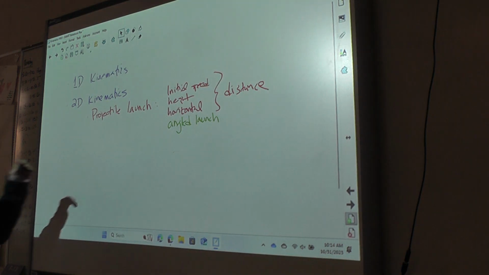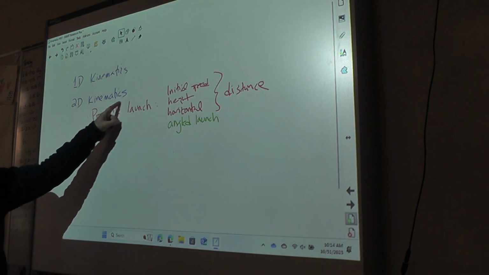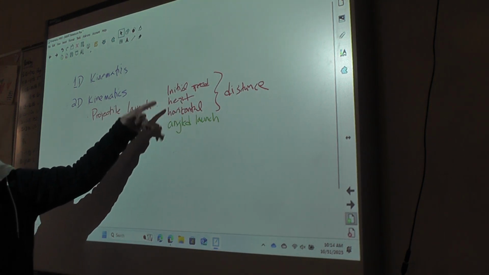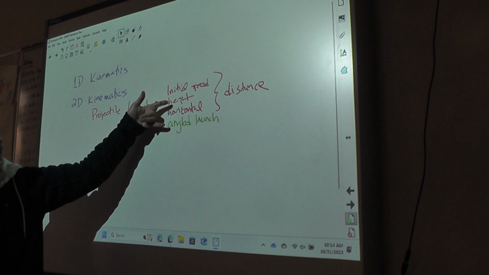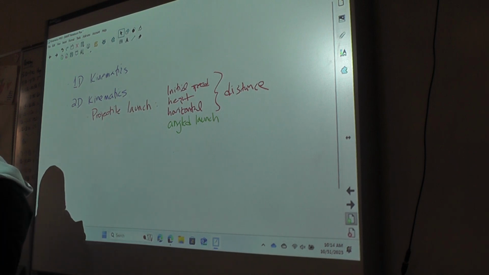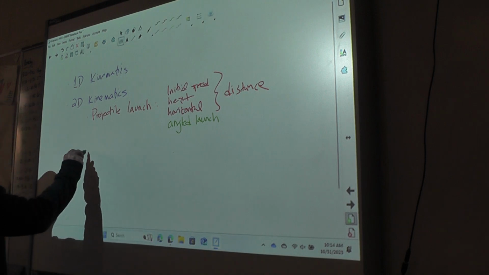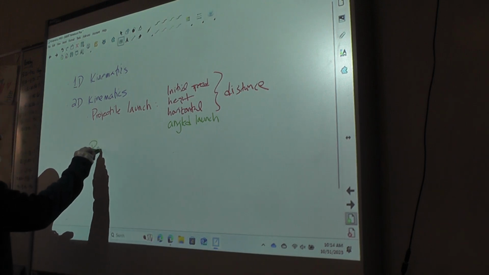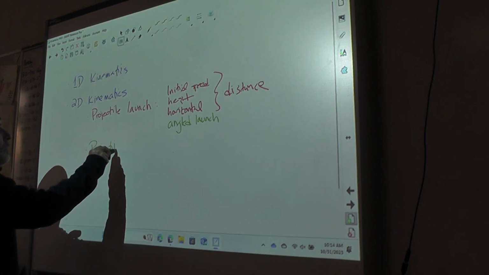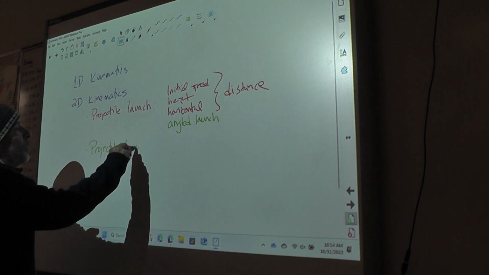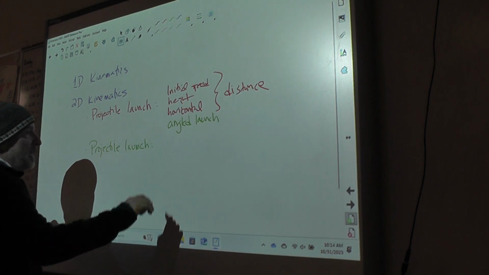Okay, so these are the simplest cases. Horizontal launch is the easiest. Angled launch is a little bit more complicated. The next step that we're going to go to is projectile launches where we're predicting other things.